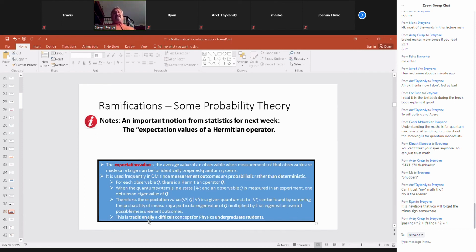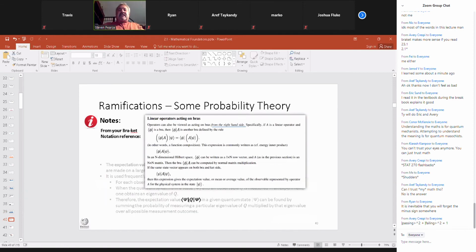And believe it or not, it's a difficult concept for physics students. So this slide number 39, please know it well. Okay, at least look at that for next week. Any questions about this? This is just a brief introduction. What's this thing right here, you might ask? Well, let's have a look at that.